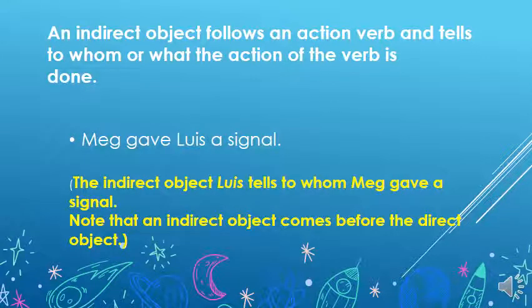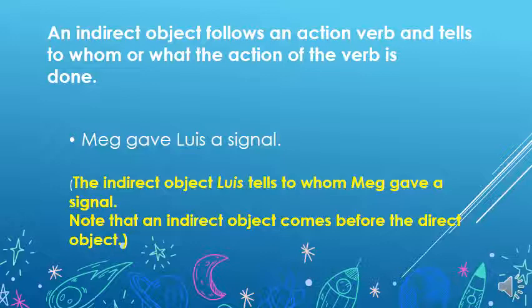Now let's look at the indirect object. It follows what? An action verb also. And so direct and indirect objects follow action verbs. Okay, but the indirect object tells to whom or to what the action of the verb is done. To whom, so that you can in your mind reread the sentence and add "to" before the word and see if it fits. It's going to be an indirect object.